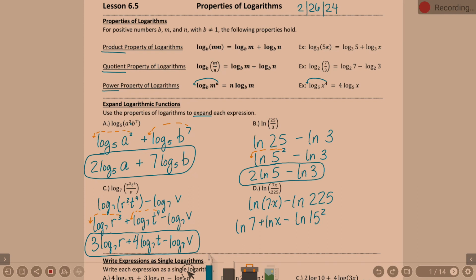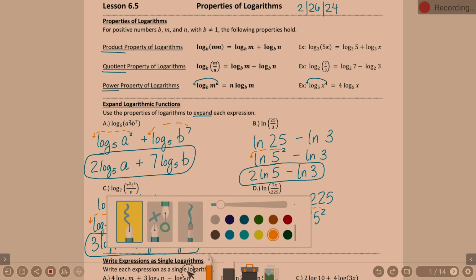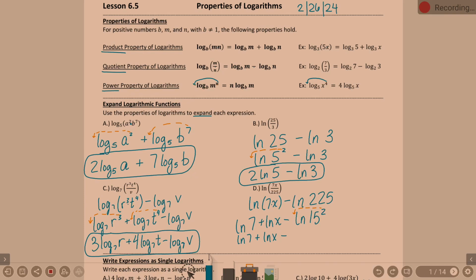Okay. Keep going. The 15 squared. Okay, put that power out front. So we're going to have natural log of 7 plus natural log of x minus, and we're going to take that 2 out front, aren't we? And 2 natural log of 15. Yep.